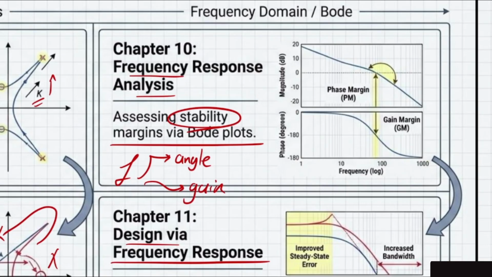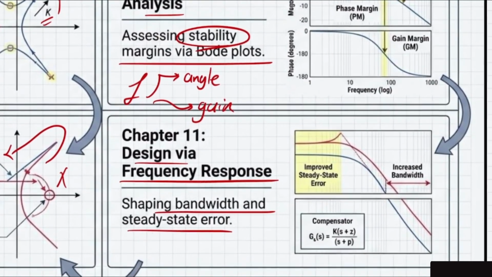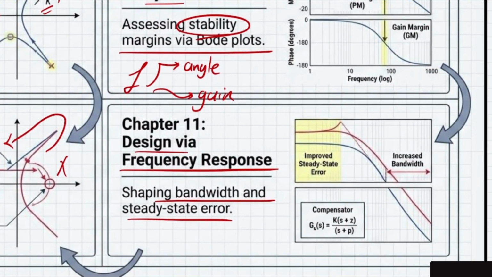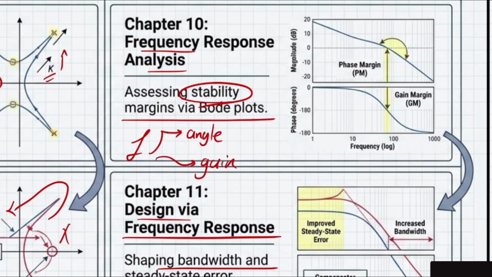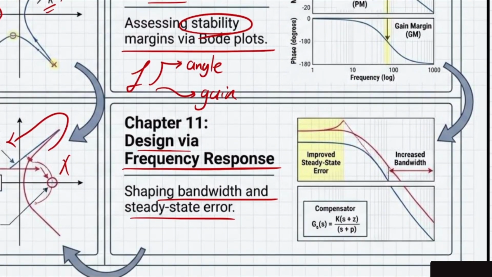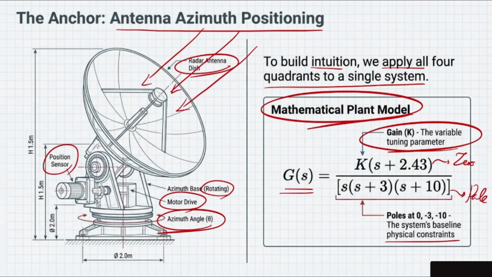So we are going to consider that to see what we have about the angle and the gain based on the frequency. And finally, we have to design it. It means that we know the condition our system is in at the current situation, and then we have to do some designing. We have to shape the bandwidth and the steady state error to reach what we would like. So let's start this conversation with an example.